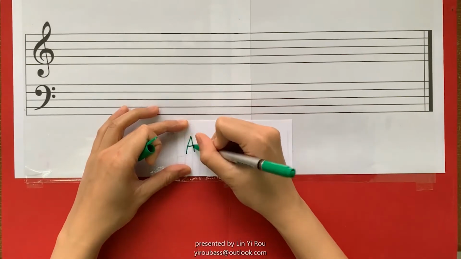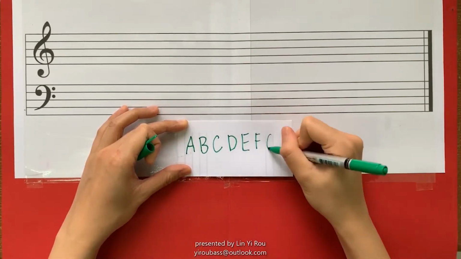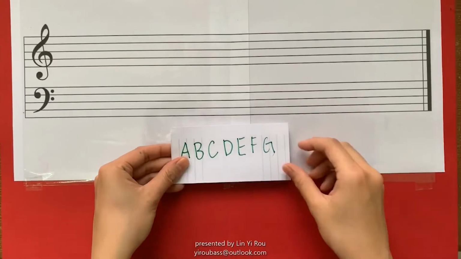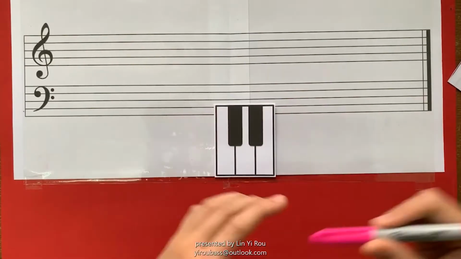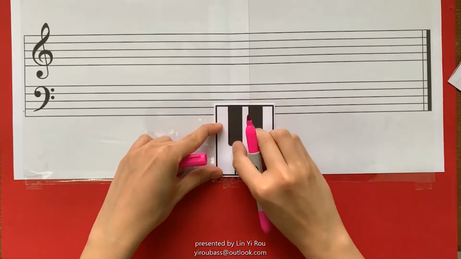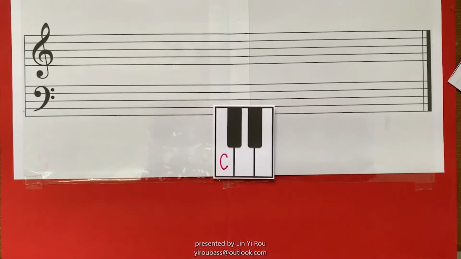music, we use alphabet letters from A to G. A, B, C, D, E, F, and G. The first 7 letters. Each of the piano keys are given a letter name. Let's begin with a group of 2 black keys. In this group, we will have 3 white keys. The first white key, we call it letter C.